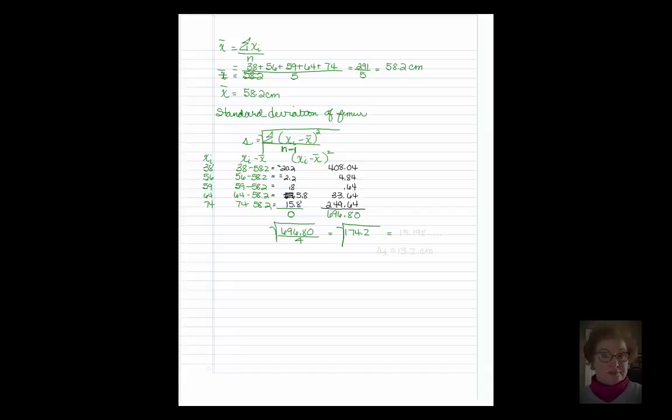And I get 13.198, and it goes on and on and on. Now this is the place where I go back to my original data. It was ones, so I'm going to take it to the nearest tenth, so it would round to 13.2, and the units on my standard deviation are the same as the units of my data, so it'd be 13.2 centimeters. That's going to be the standard deviation of my femur for this Archaeopteryx.